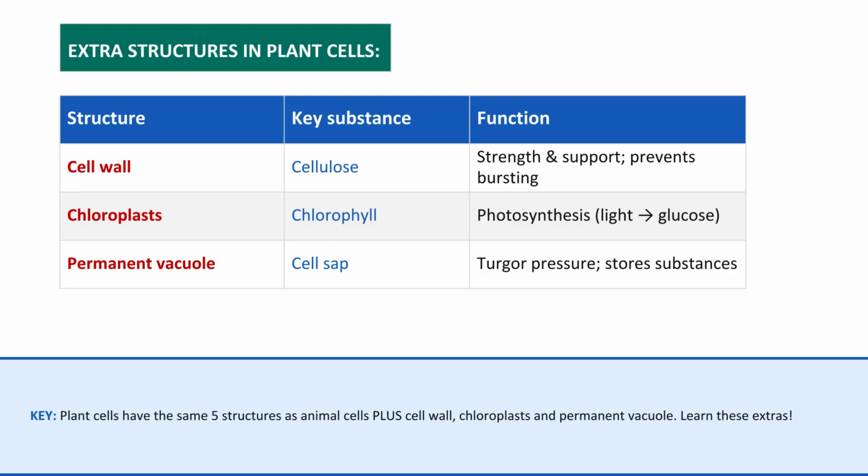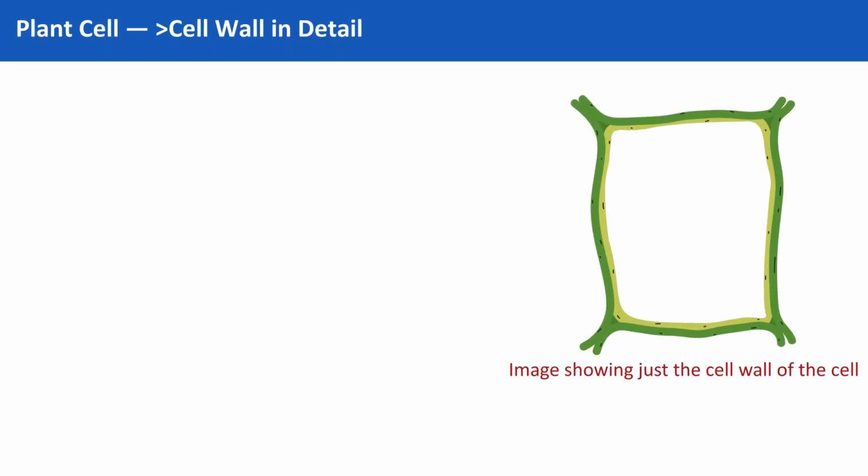It consists of the cell sap, and its function is to control the turgor pressure inside the cell, and it also stores different substances. Keep in mind that plant cells have all the structures that are in animal cells, but additionally three structures: the cell wall, the chloroplast, and the permanent vacuole.